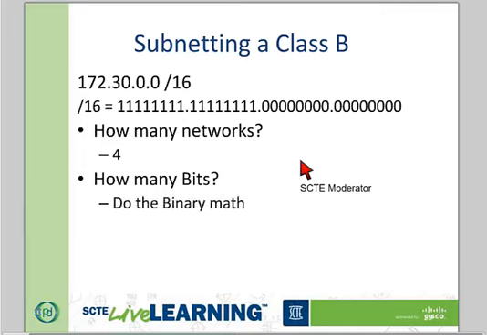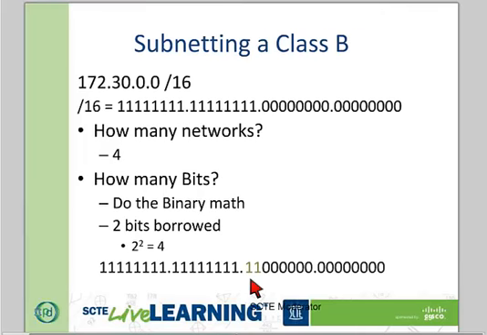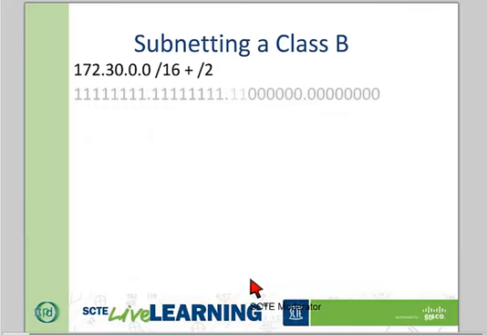We said 4 networks, and 2 to the what gives me that? Well, that's 2 to the 2nd, so I'm going to borrow 2 bits. There's my 2 bits that I borrow, and the rest is host portion. If you want to know how many hosts per subnet, take all those up and add them up. That's 8, and it looks like 6, so 8 and 6 is 14, so 2 to the 14th power, which is 16,384 minus 2 per subnet.